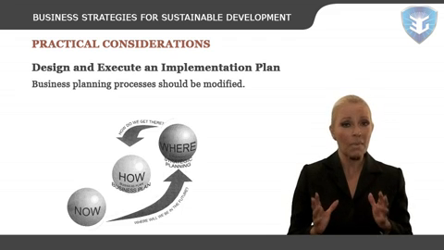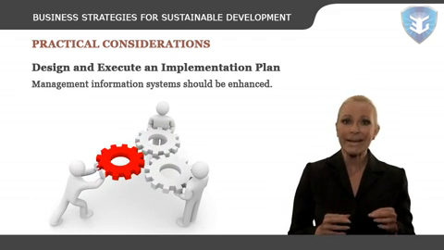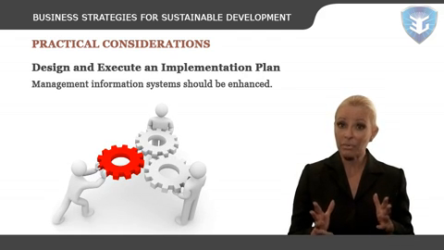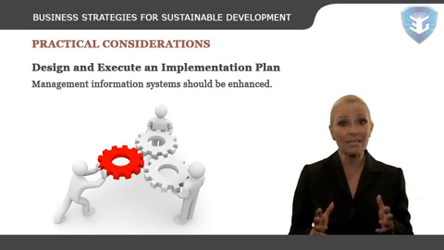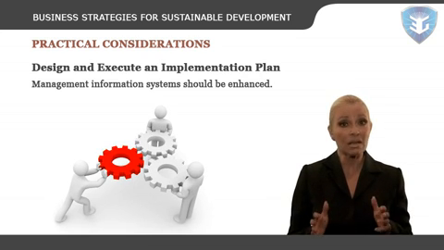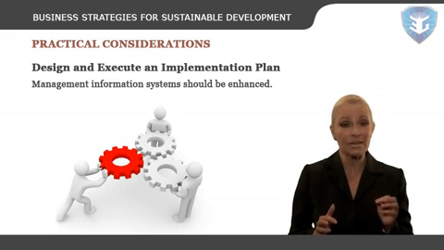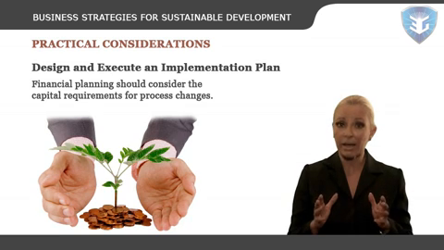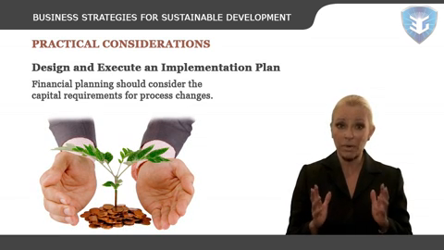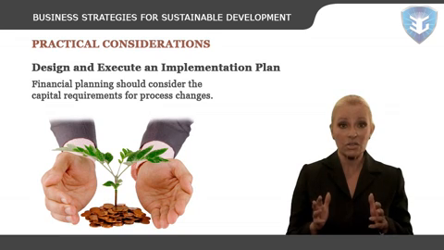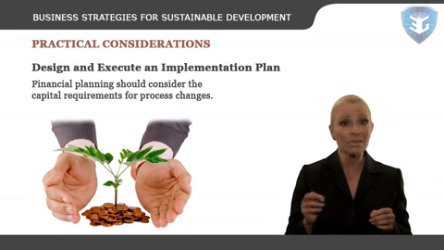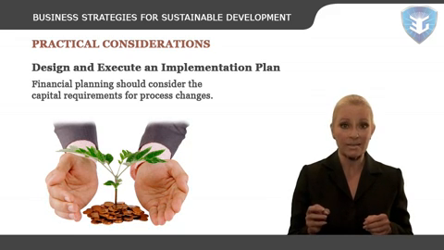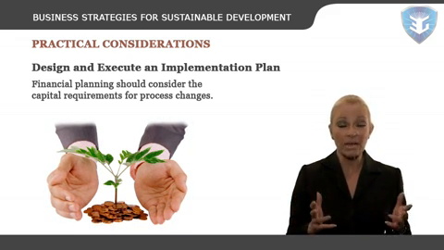Business planning processes should be modified to reflect the sustainable development priorities, the expanded stakeholder consultation process, and external monitoring needs. Management information systems should be enhanced in order to ensure that management and employees receive the information they need to assess their performance against the objectives. Financial planning should consider the capital requirements for process changes, as well as possible tax incentives and the financial effect of new mechanisms such as credits for waste recovery.